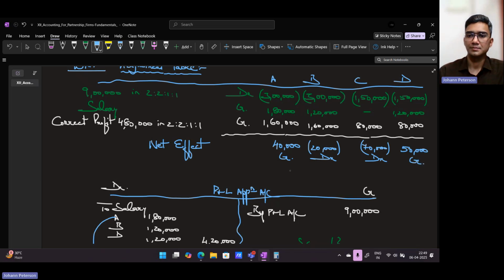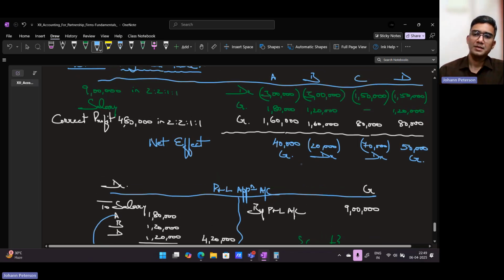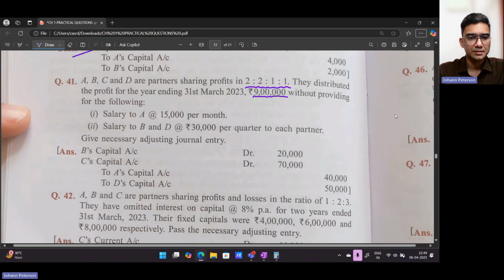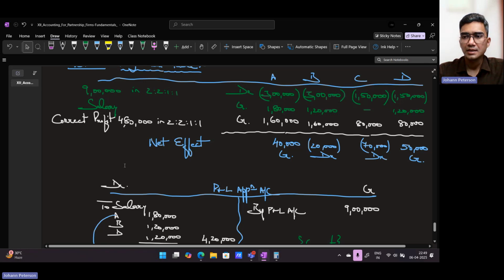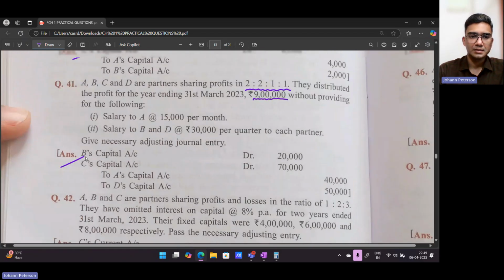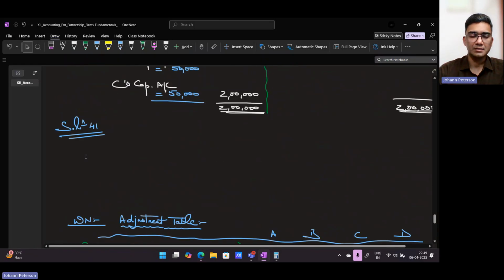This will be credit. So let's see what comes out as a journal entry. We have to write it. So it will be B's capital account debit, 20,000, C's capital account debit, 70,000, to A's capital account, 40,000, and to D's capital account, 50,000. Let's see if our answer is correct. Yes, BC 2070, and AD 4050. So that is what we have to write in the main answer.